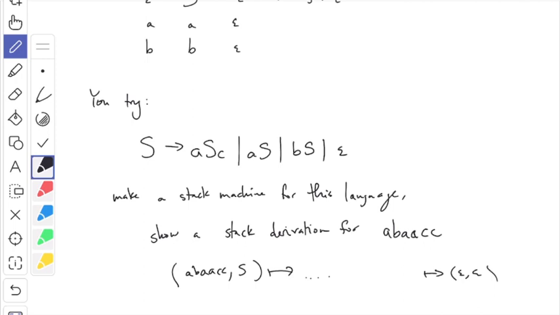When it comes to writing your derivation, your strategy should be, I would suggest, first write a grammar derivation, and then try to copy the same steps that you used from the grammar in the same order on your stack machine.